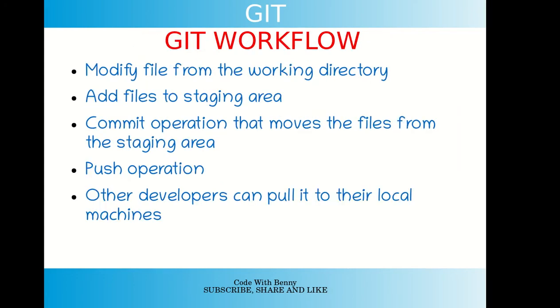So what is the Git workflow? You'll modify files from the working directory. So when you create your working directory, you'll modify it, and then after you are done with modifying it, you add the files to the staging area. So the staging area is where the files are kept, so you can see the ones that are in the staging area and the ones that are not there. Then you can commit, an operation that moves the files from the staging area. So when you commit, now you move them from the staging area, okay?